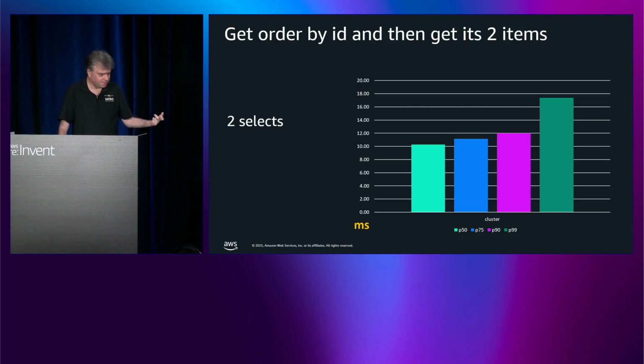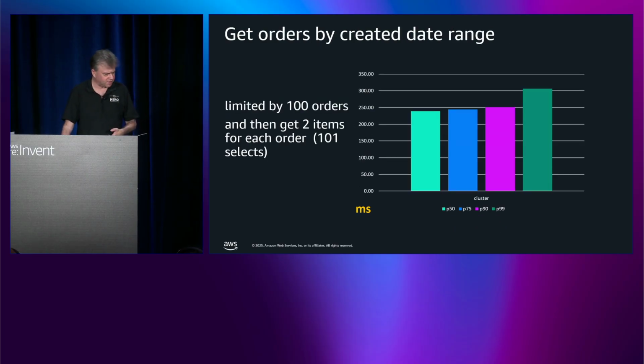So there are two selects, and you see P90 latency of 12 milliseconds for two selects by using the primary key for getting the order, and then the index for getting the order items. You see that the performance is the same for single and multi-region cluster because it's the read operation. And the read operation is always local. It always uses the local endpoints. So the performance of all reads is the same for single and multi-region cluster. So I would say two selects, 12 milliseconds, a good use case.